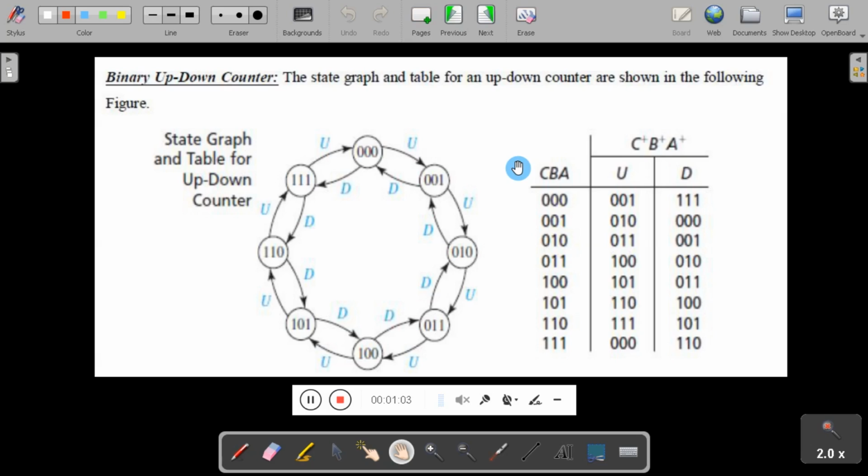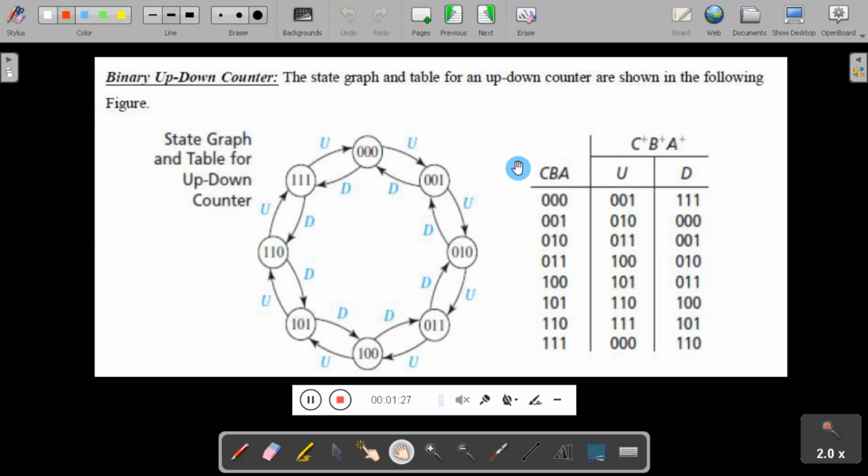Depending on the number of states the counter goes through, the mod of the counter will be decided. For example, mod 8 counter is nothing but the counter which counts from 0 to 7 states. Mod 5 counter is the counter which counts from 0 to 4 states. So up counter is the counter which counts in upward direction, and down counter is the counter which counts in downward direction.